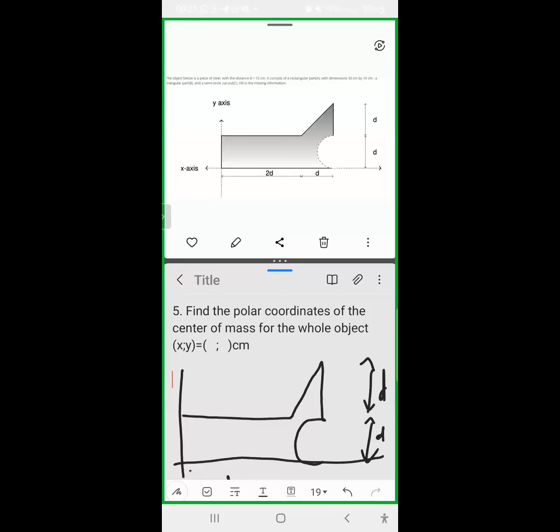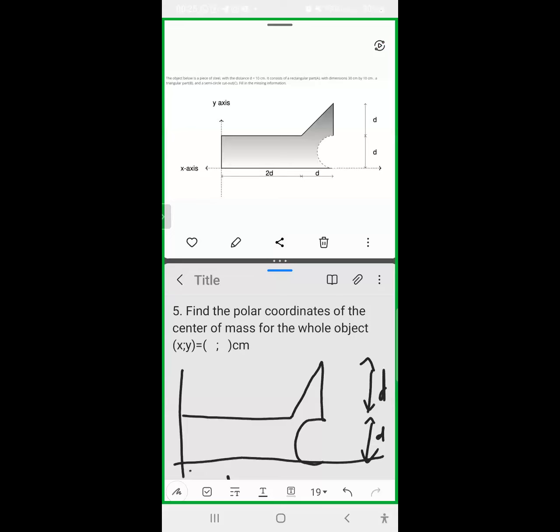The object below is a piece of steel with the distance d equals 10 centimeters. It consists of the rectangular part A with dimensions 30 centimeters by 10, a triangular part B, and a semicircle cut out C. Fill in the missing information.